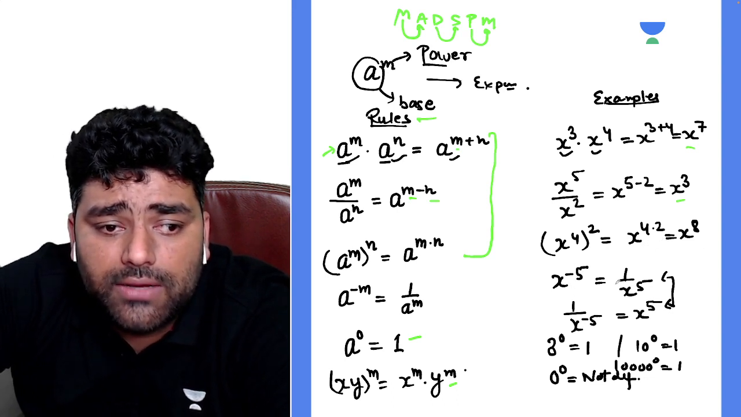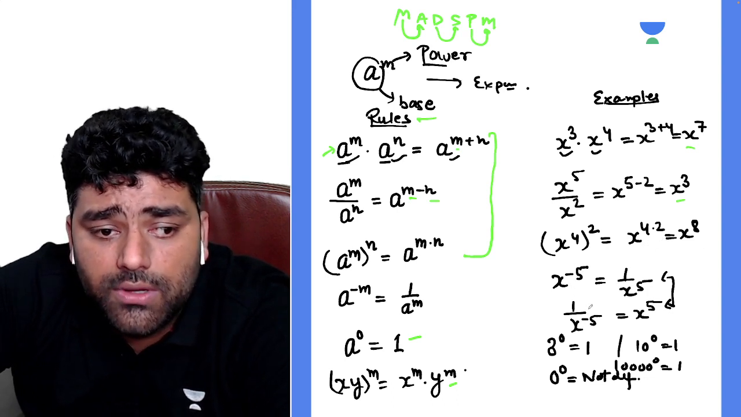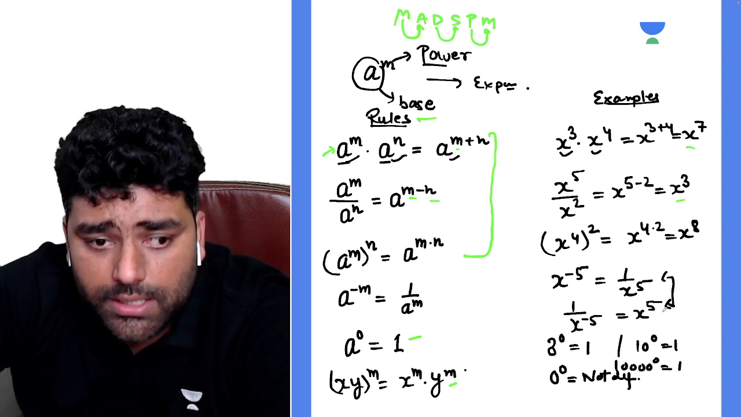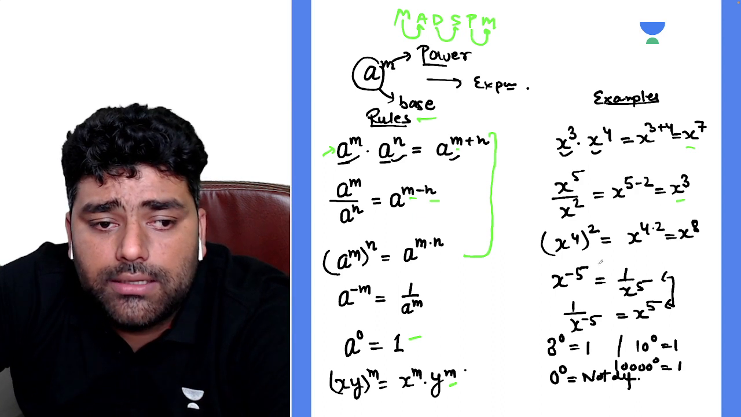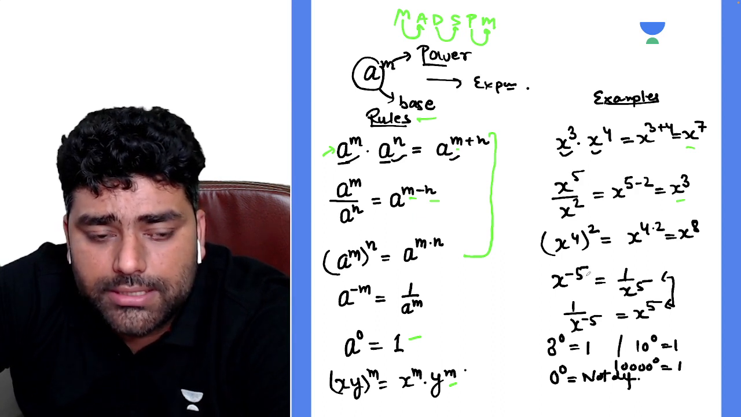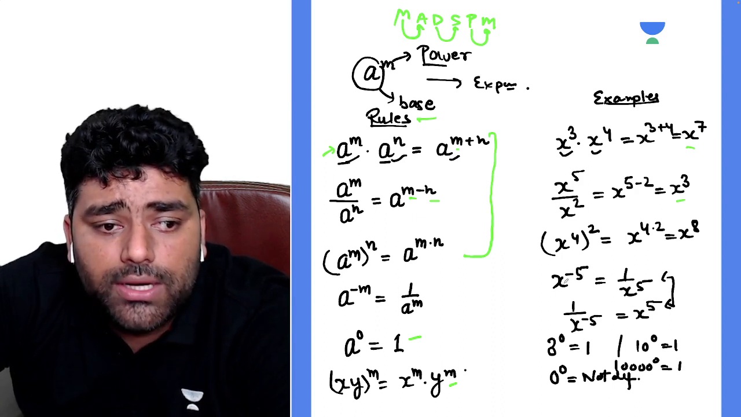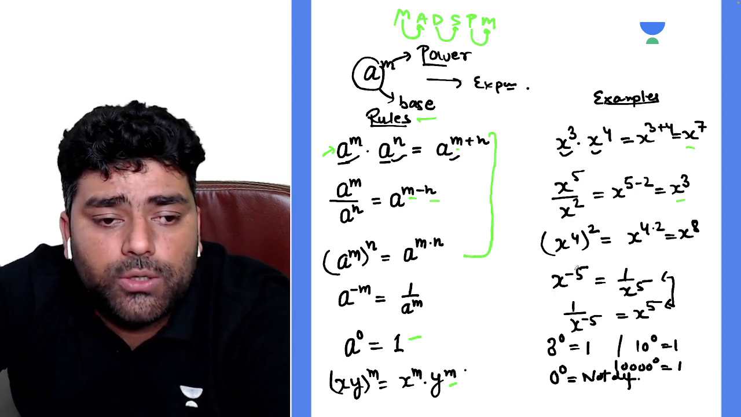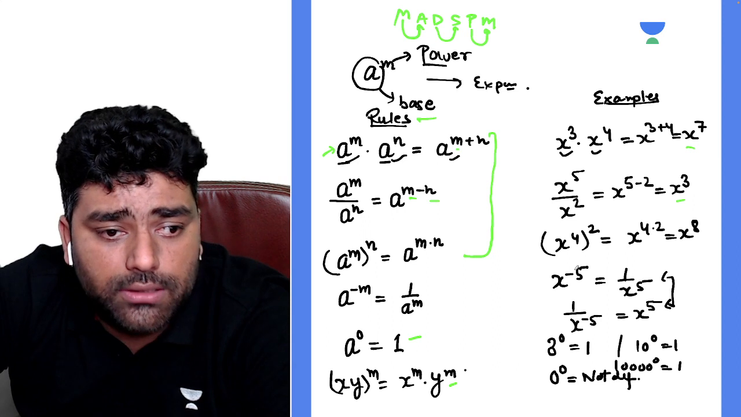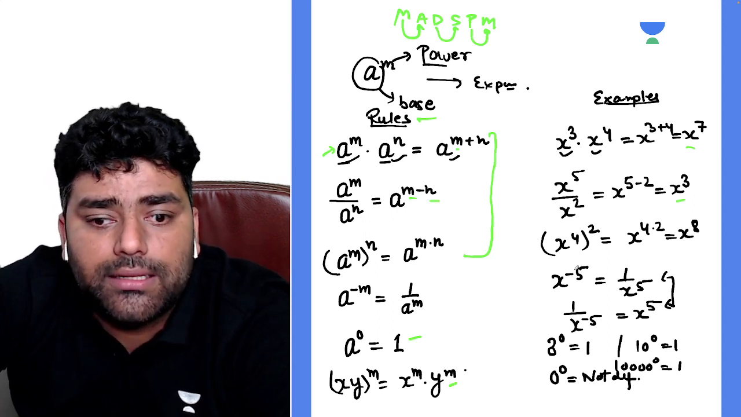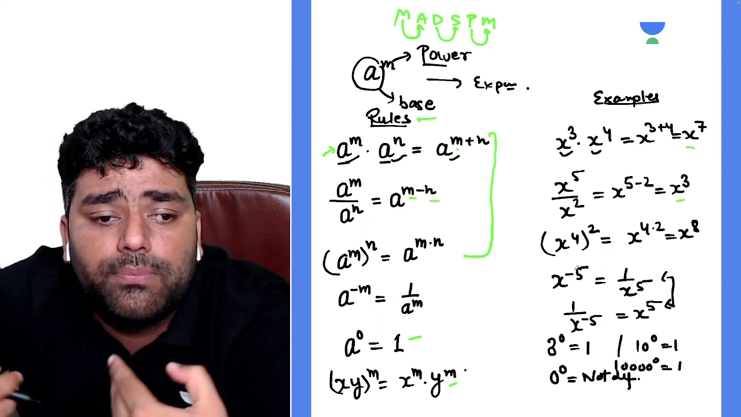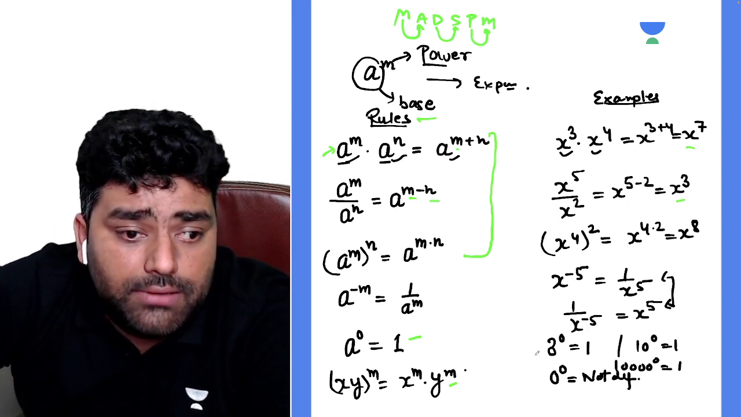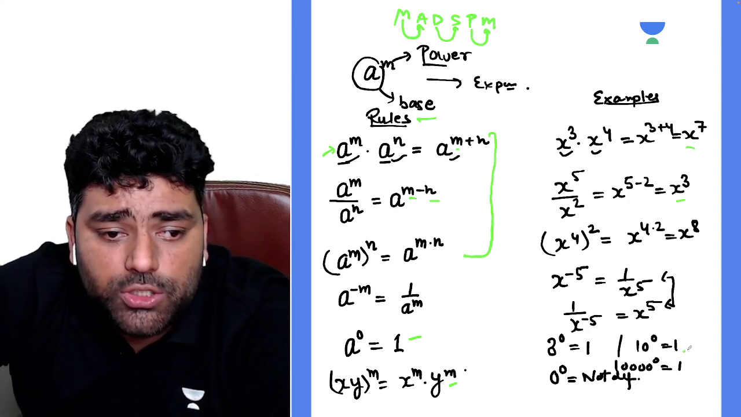X to the power negative 5 is equal to 1 over x to the power 5, or 1 over x to the power negative 5 is equal to x to the power 5, right? This is vice versa, like I had discussed. If you have something with a negative power in the numerator, you can switch it to the denominator, and the power will be positive. Same, if you have something with a negative power in the denominator, you can switch it to the numerator, then the power will be positive. Then we discussed the power 0, which is going to be 1.